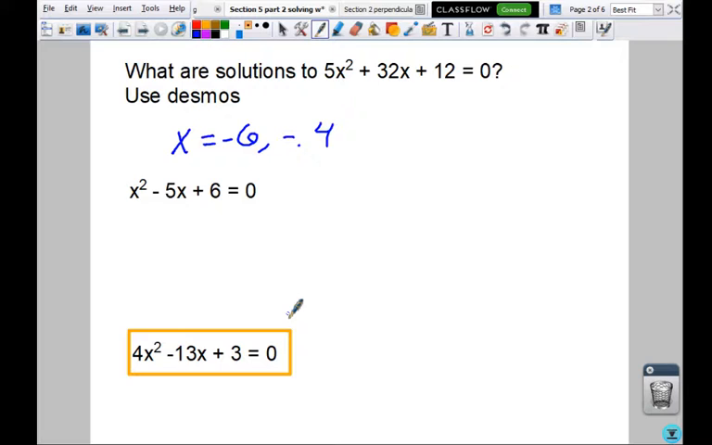All right, let's look at the next one: x squared minus 5x plus 6. So I'm going to go back to Desmos.